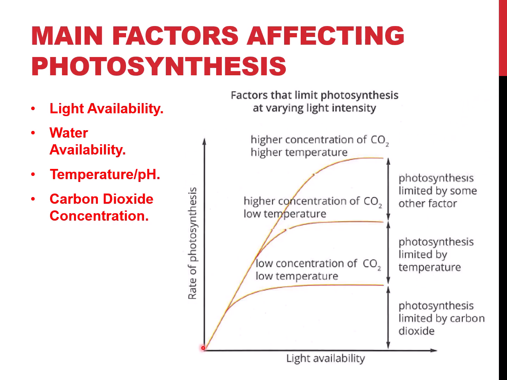And as you can see in this graph here, we have light availability and rate of photosynthesis, and then we can see that there's different limitations depending on the factor. Here's temperature, here's carbon dioxide, here's some other factor. All right, so that could be pH, or it could be water availability. So this light availability is the same. So really that allows it to always go to about here, and then from there it branches off. The rate of photosynthesis will increase to here if there's a high concentration of carbon dioxide and a higher temperature.